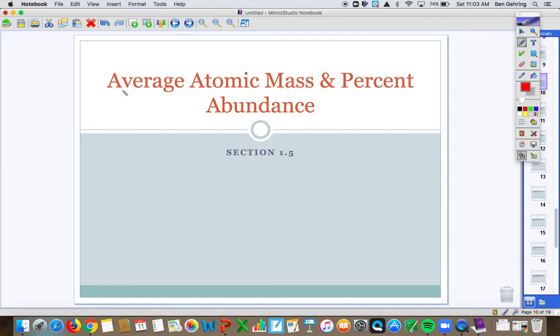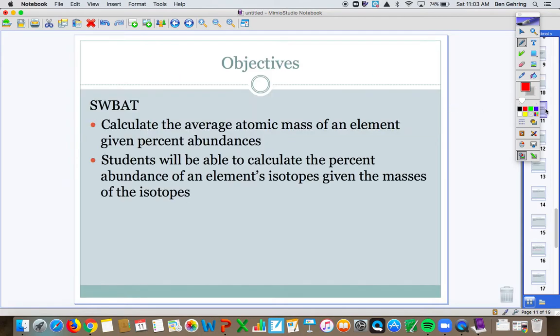In the last video, we discussed average atomic mass and calculations. Today, we're going to talk about what if I give you the average atomic mass and I want to know the percent abundance of my isotopes? And so that's what we're going to talk about. Last time we talked about this first objective. Today, we're going to talk about calculating the percent abundance of elements or isotopes given the masses of the isotopes and having your average atomic mass.